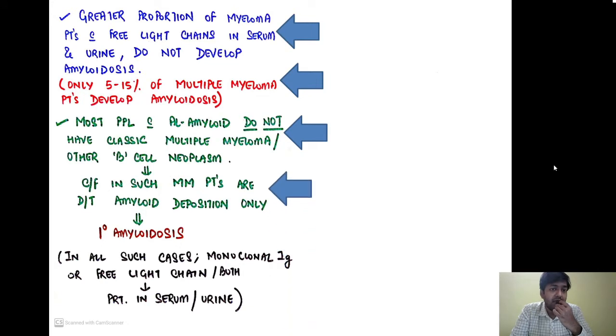The clinical features in such patients are because of amyloid deposition only, and the patient comes to you because of that amyloid deposition only. That is why we call such cases primary amyloidosis. Here the features are primarily because of amyloid deposition, and they do not have the classical features of the underlying plasma cell disorder. And remember, in all such cases, the monoclonal immunoglobulin or the free light chain is present in serum or urine.